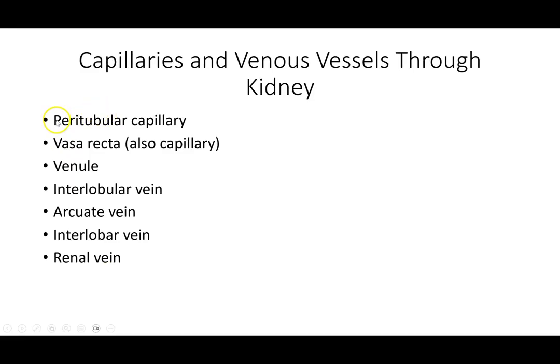And then we also have peritubular capillaries. They're going to surround the nephron. We'll talk about those a little bit more in a minute. The vasa recta, which are another type of capillary. Then we have venules, interlobar veins, arcuate veins, more interlobar veins, and then the renal vein taking blood back to the inferior vena cava.